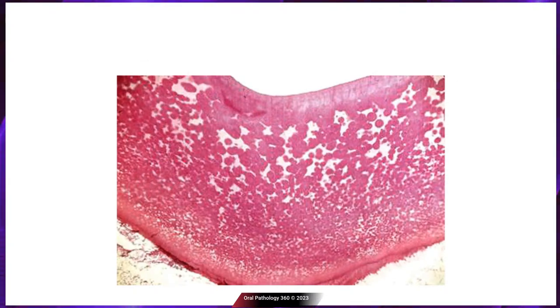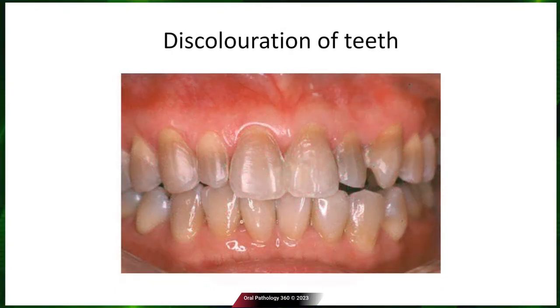So here's our classic interglobular dentine, almost pathognomonic. You should really be rethinking this as a diagnosis if you see it.